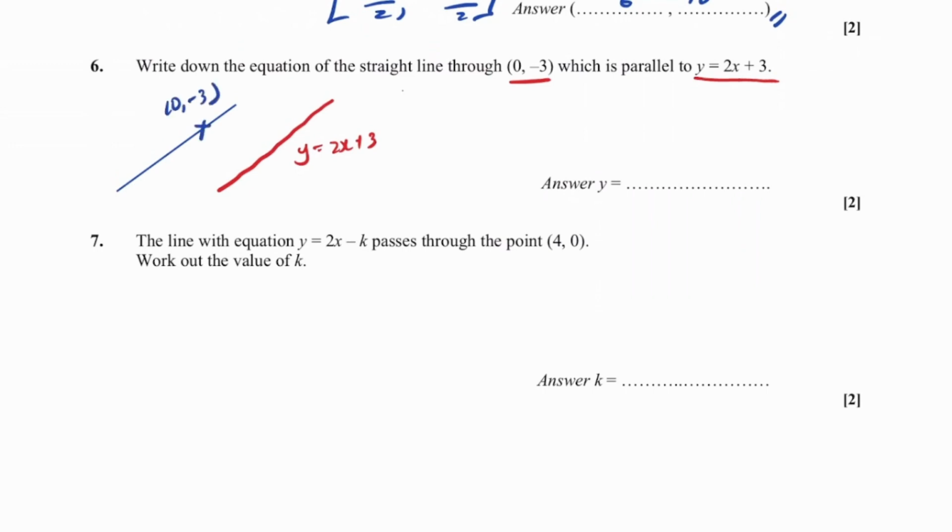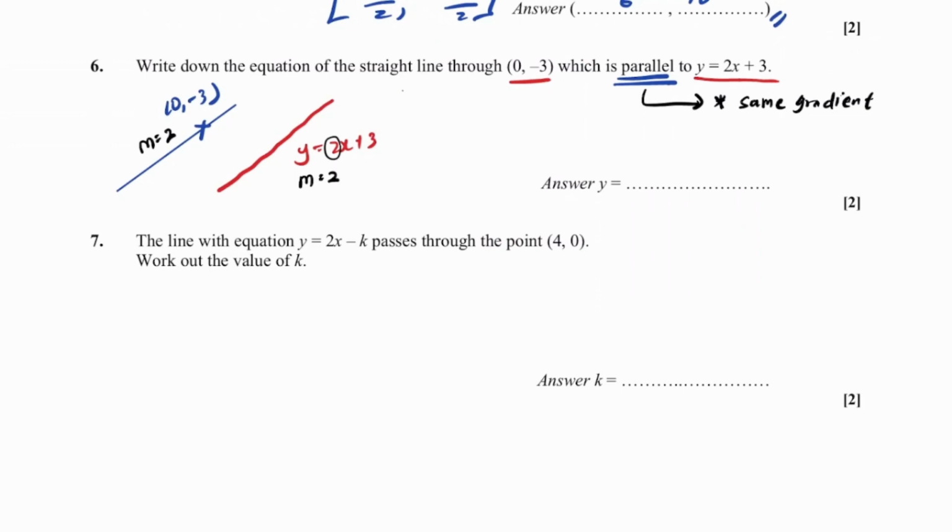What does the word parallel tell you? The word parallel tells you that the blue line and the red line share the same gradient. Whenever you see the word parallel, always refer to same gradient. So from the red line, you know that the m is 2, meaning the gradient is 2. So this is also applicable to the blue line. The blue line will also have gradient that is 2.